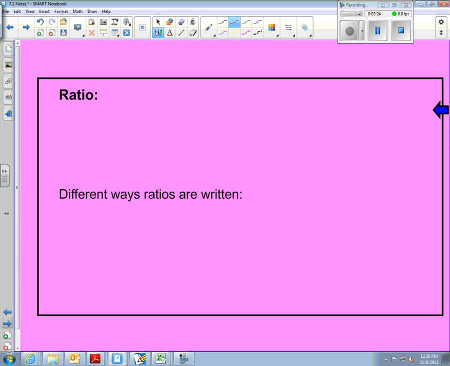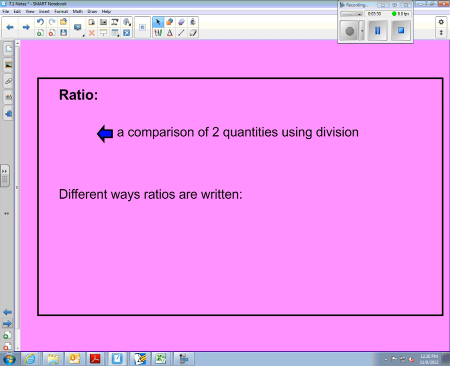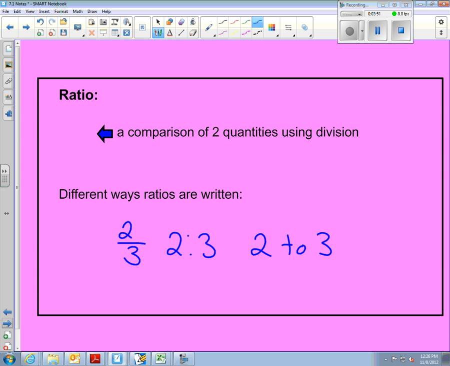All right, let's get going into our notes for the day and talk about a ratio. A ratio is a comparison of two quantities using division. And there are multiple ways to write this, 3 to be exact. So we could have 2 to 3, we could have 2 colon 3, or we could actually have 2 written out over 3. All three of those represent the same thing.